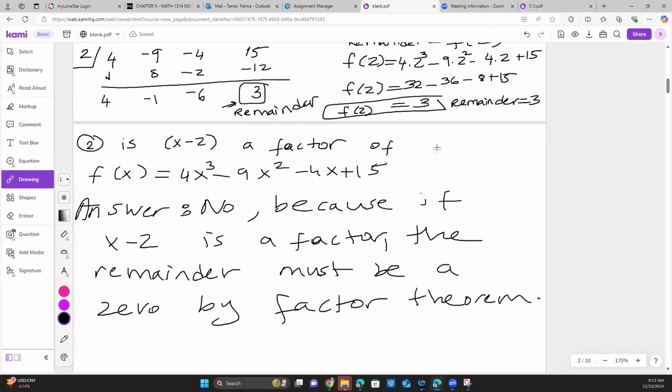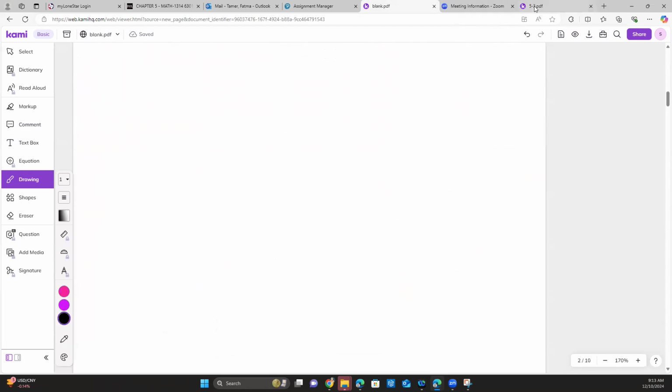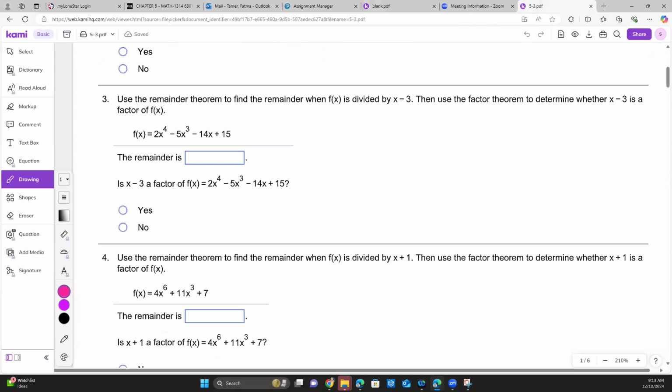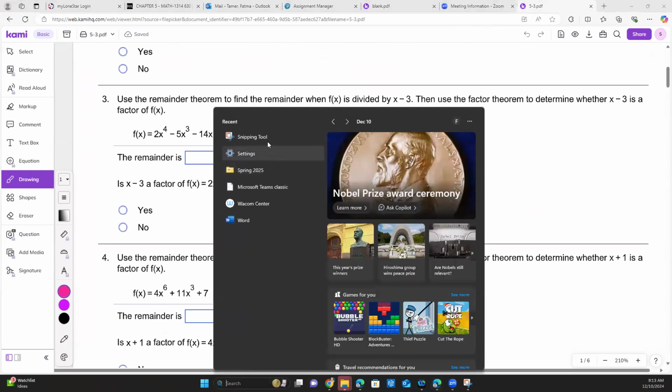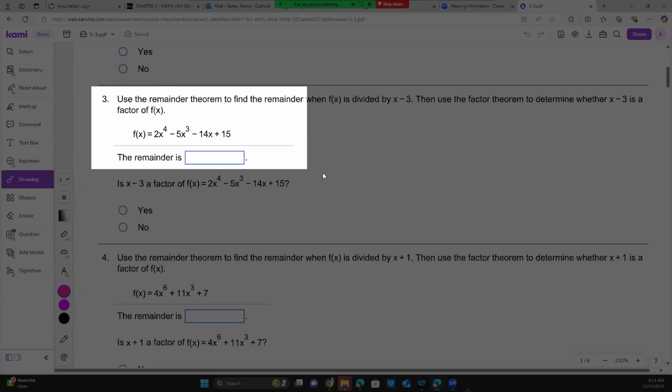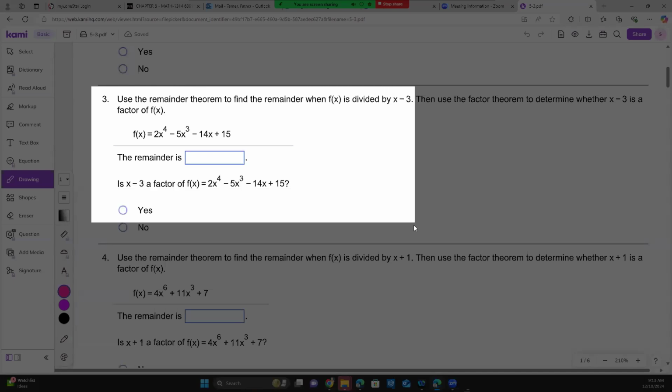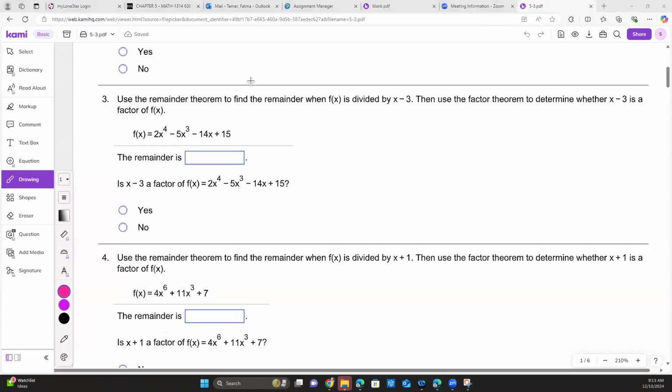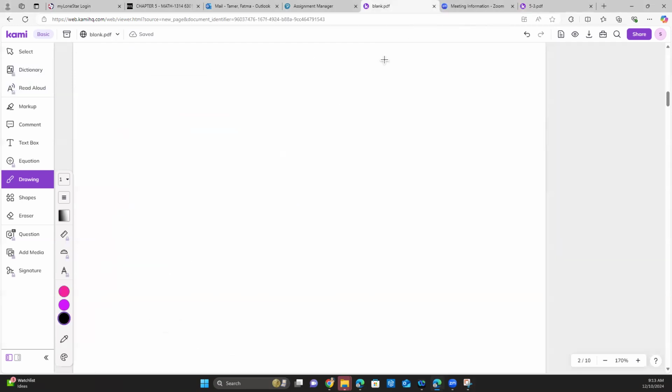So to have enough space, we want to bring question 3 over here. It's another function that we have to work with. And this time we're going to check it for x minus 3. So we're going to use the remainder theorem and the factor theorem. So let's just bring this question to a bigger space.